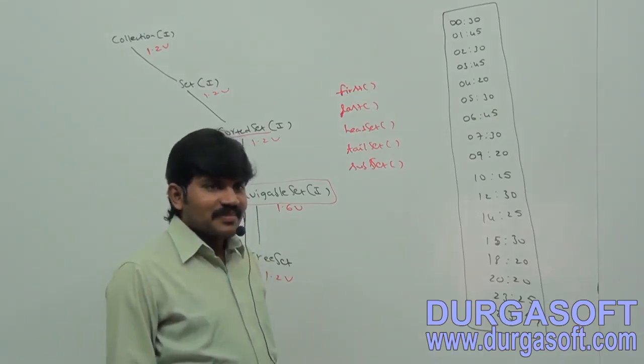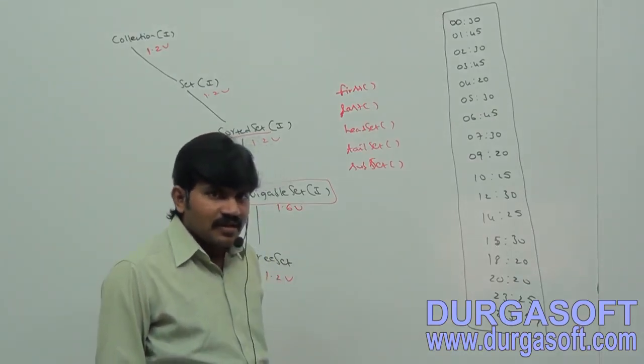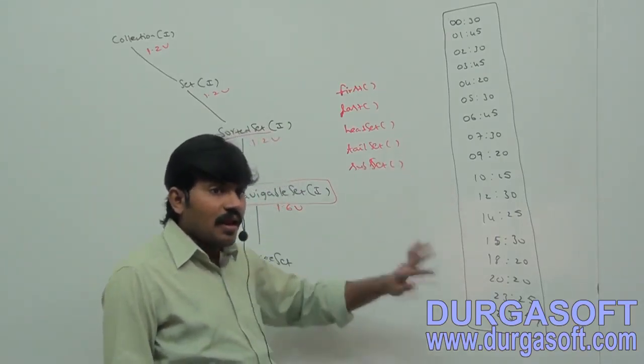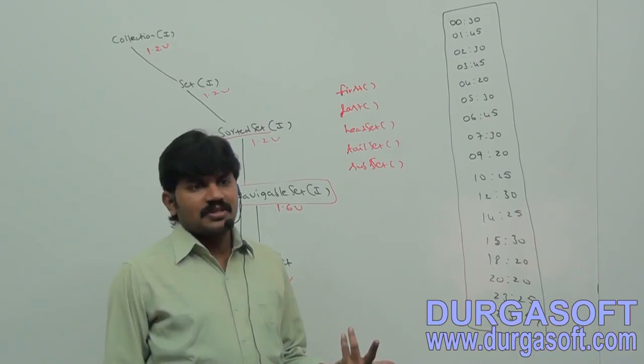Don't tell the time, okay? By using which method can we find it? Is there any direct method to find out, before 10 o'clock, what is the last flight? There is no such type of method.